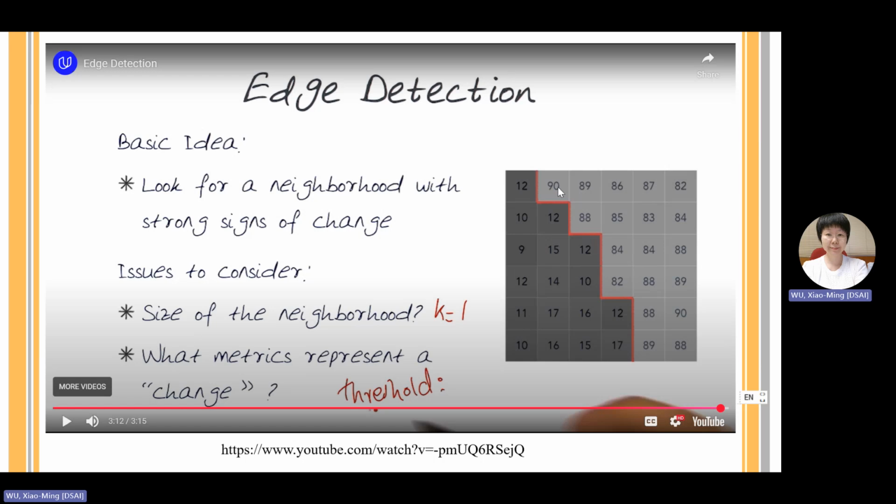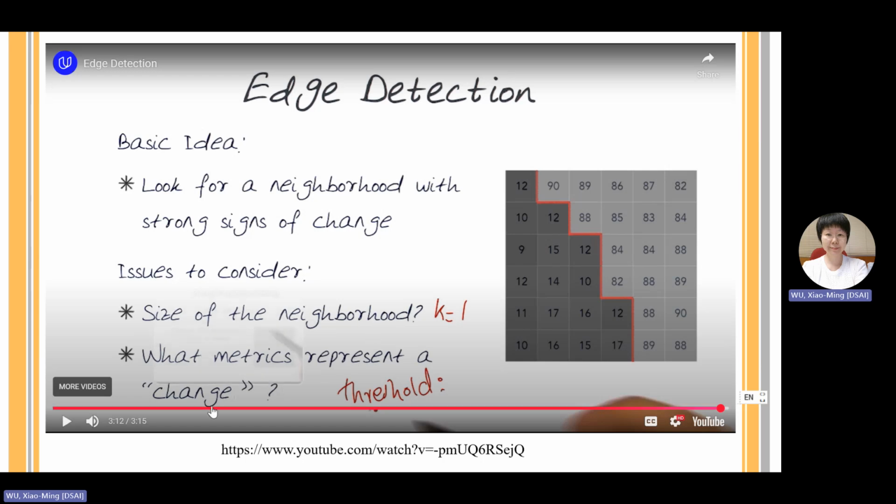We can also compare the difference between the left pixel. If the current pixel is 90, we can also compare the differences between its right pixel, which is 89, and its left pixel, which is 12. It depends on these design choices. It depends on how you calculate the differences in this neighborhood.